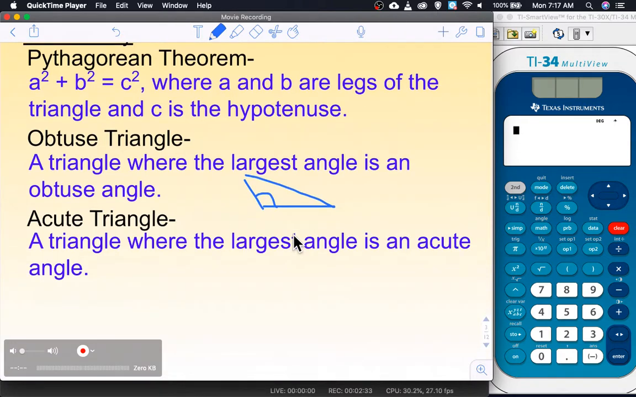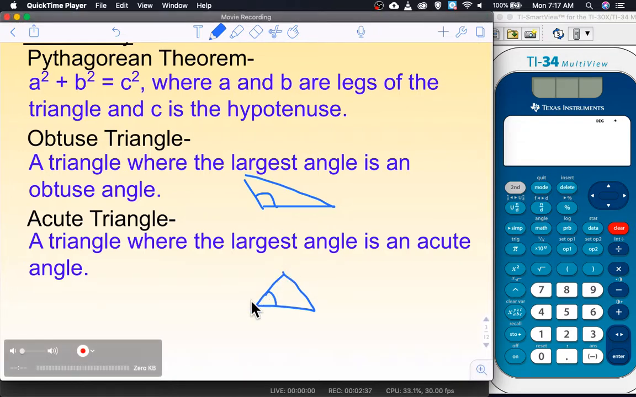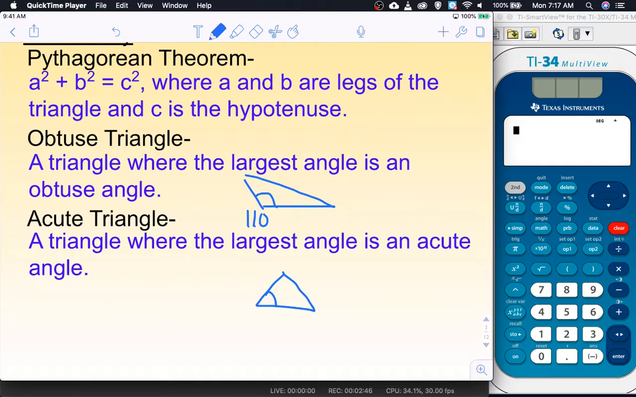An acute triangle is a triangle where the largest angle is acute. It is less than 90. So we'd be thinking of this one might be 110 degrees, and the one down below might be 53 degrees, might be the largest angle or something. I guess it's hard to be the largest angle at 53, but it's okay. We'll ignore it for now.